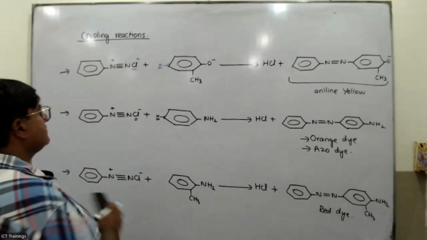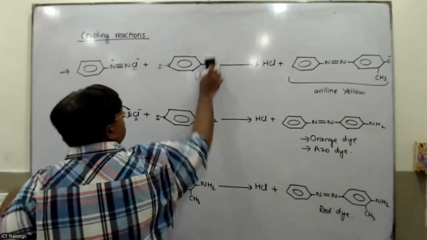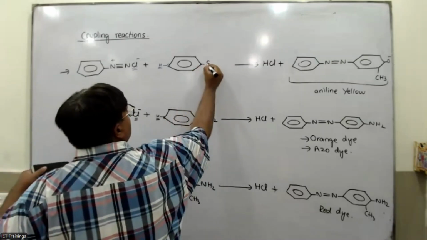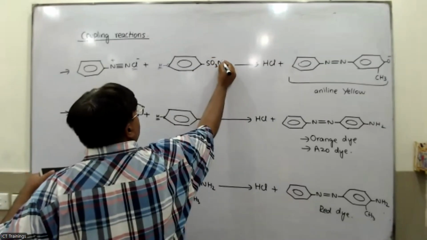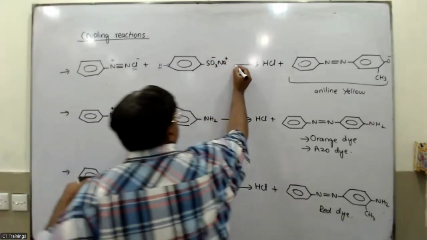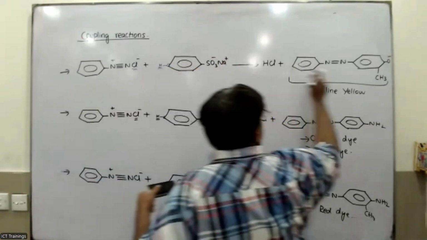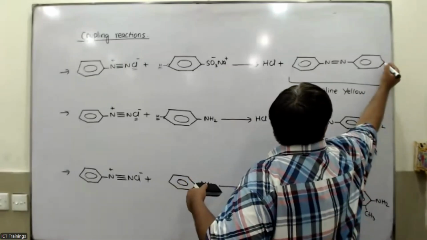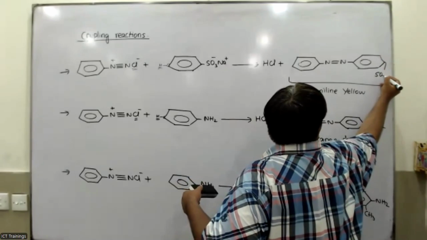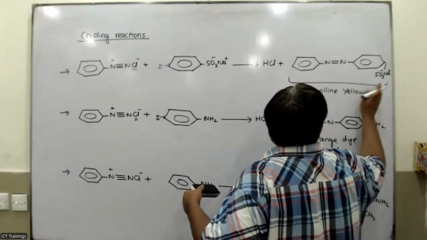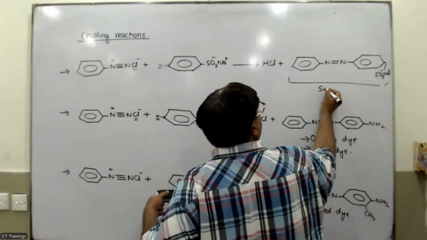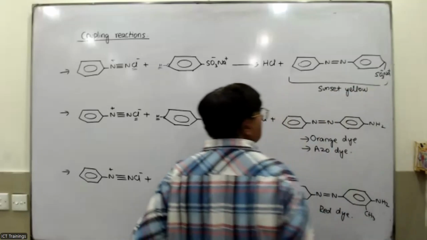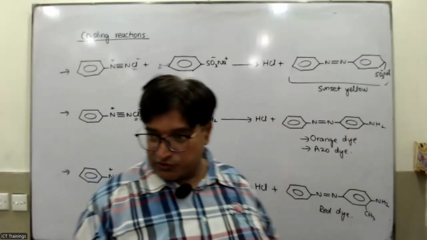And one more thing. Up here that is SO3 minus Na positive. So this one would join with this one. So this is SO3 minus Na positive. This one is called the sunset yellow. So these are the different dyes. Okay, I had made it for you.